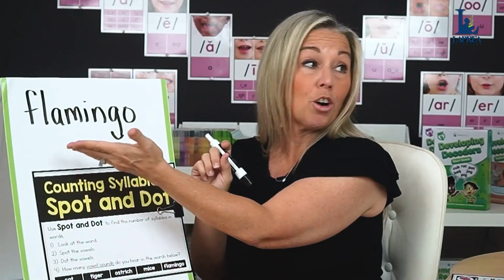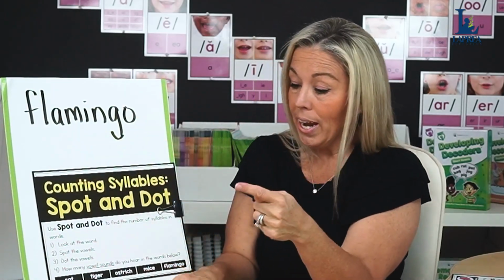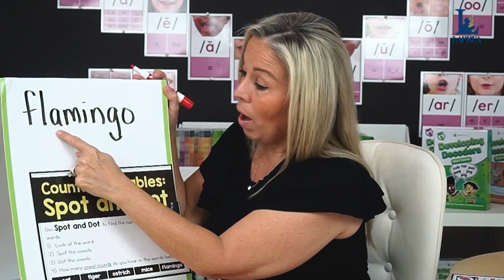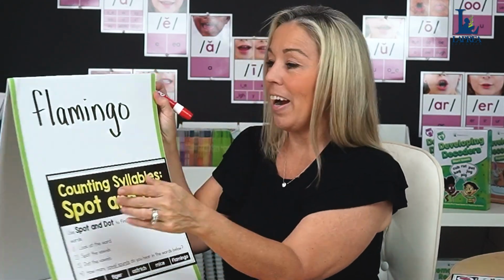Now, in contrast, let's take a quick look at a multisyllabic word. Let's take the word flamingo. So we'll write down flamingo. It's a little hard for me to do that looking at the camera. All right, so here we have the word flamingo. What do we do? We look at the word, we spot the vowels, spot the vowel, spot the vowel, and then dot the vowel. So we're going to dot the vowel, dot the vowel, dot the vowel.